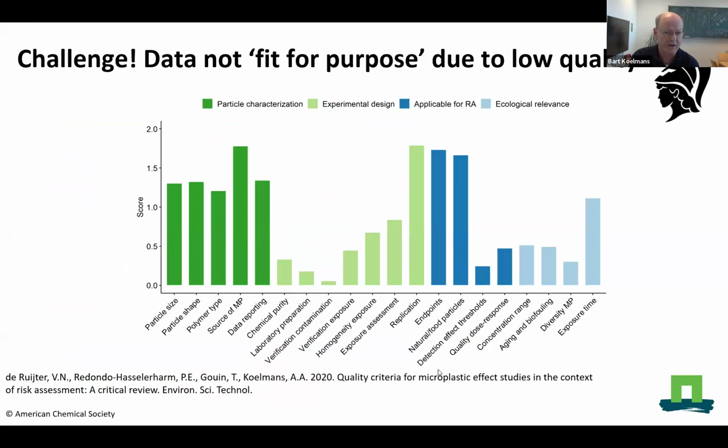Now, this is just an example of where we are with these QA/QC aspects. For some criteria, like particle size or particle shape in studies, it's fairly okay. But for instance, for the verification of contamination, background levels, there's still a lot to win and to improve. Now, a maximum score is 2. That's the blue line here. And you see that this is for a number of studies. It's not yet ideal.